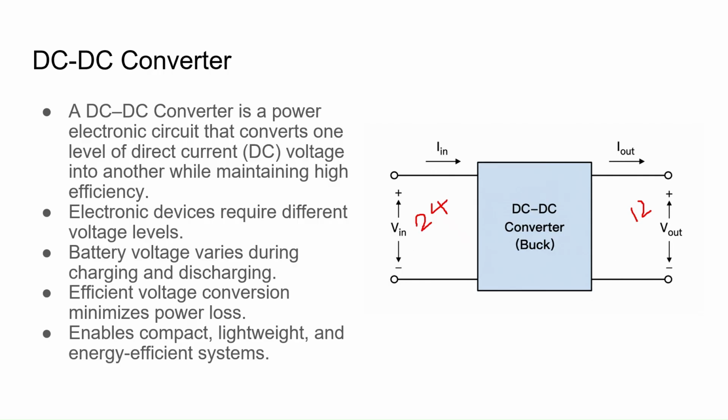Electronic devices require different voltage levels, and battery voltage varies. Based on charging and discharging, the voltage level may vary. So we need a circuit that can maintain a required output voltage even when the input voltage changes or the load varies. For this reason, the DC to DC converter is very important. There are many advantages. It has high efficiency, compact size, very reduced heat generation, and it is suitable for high power density systems.